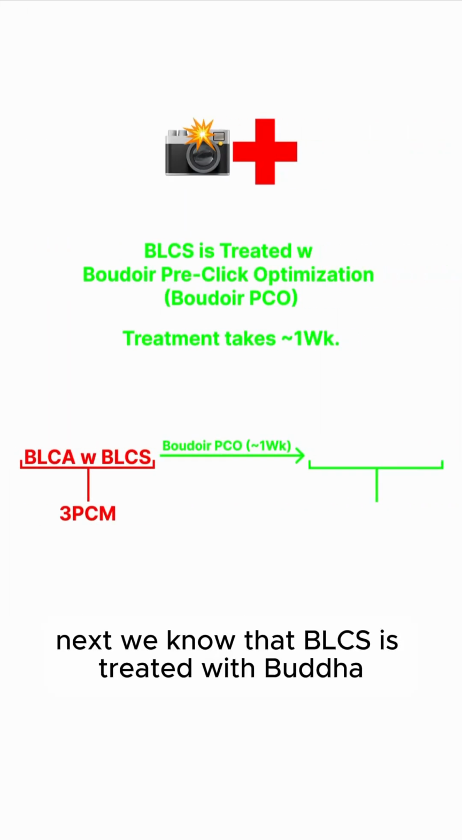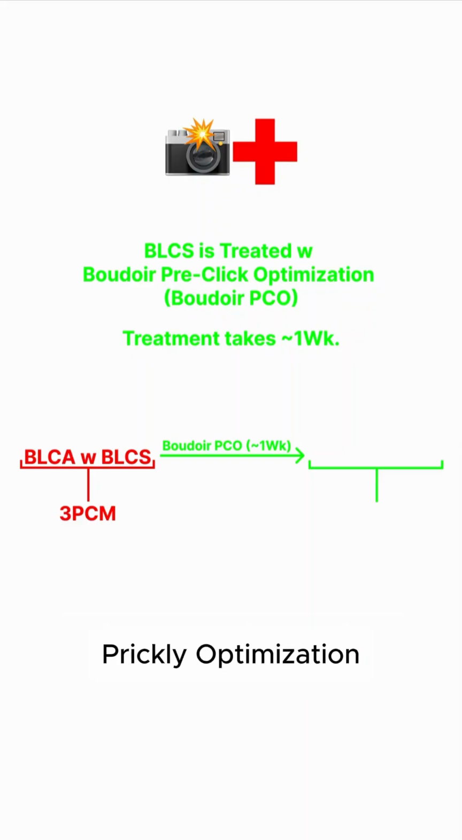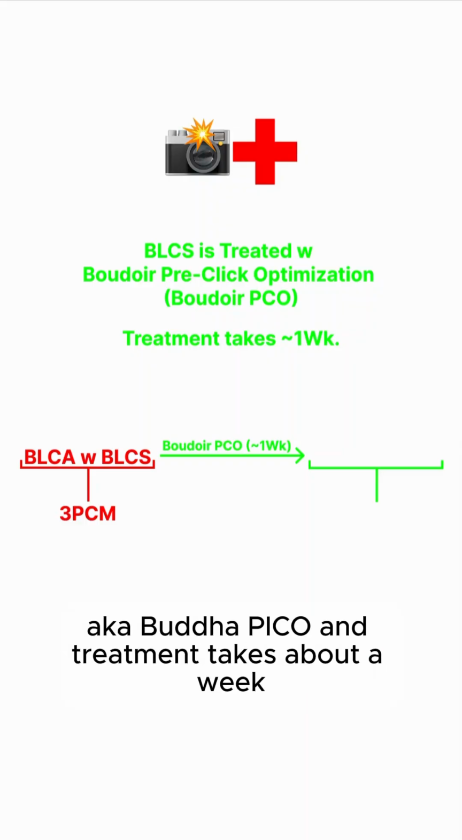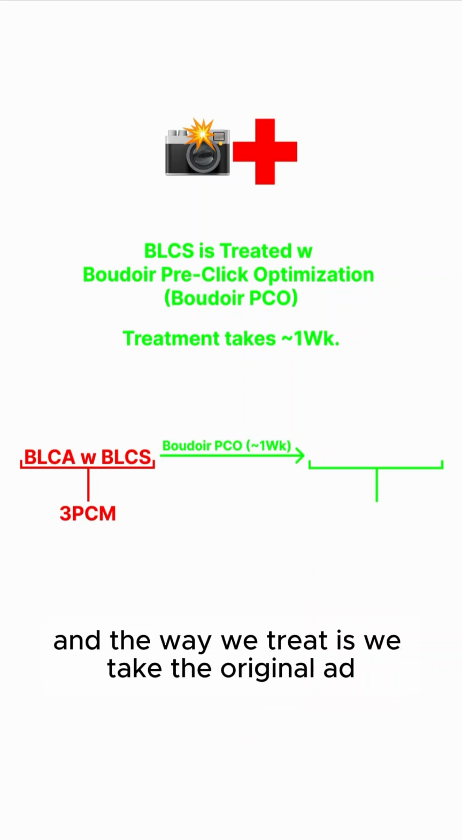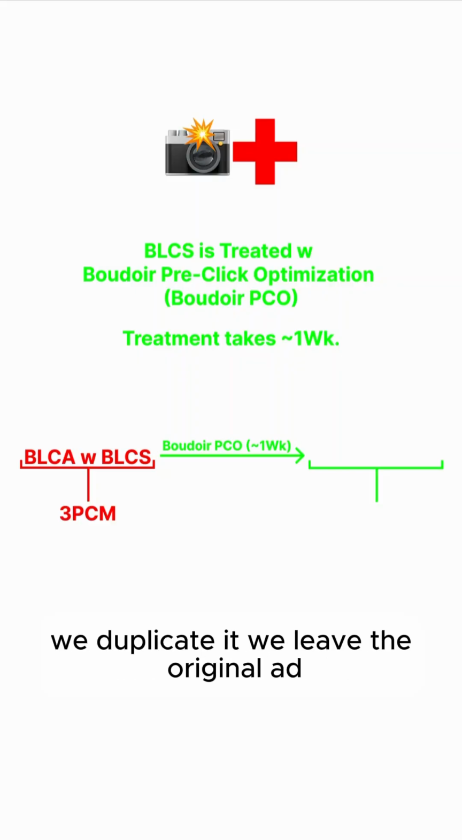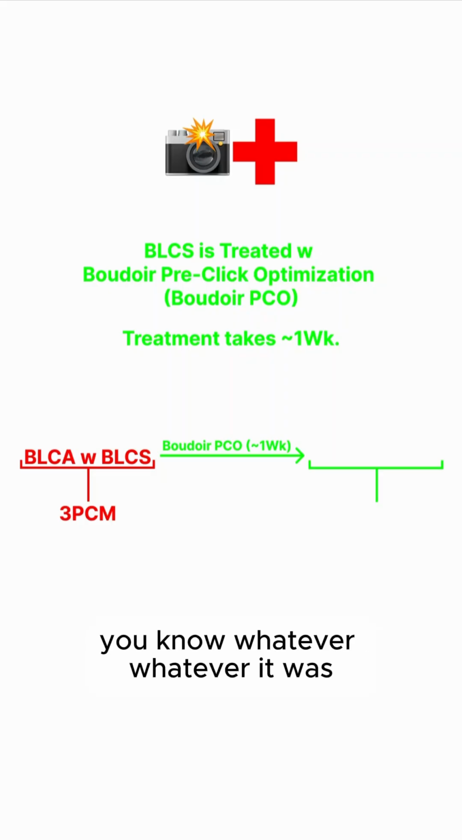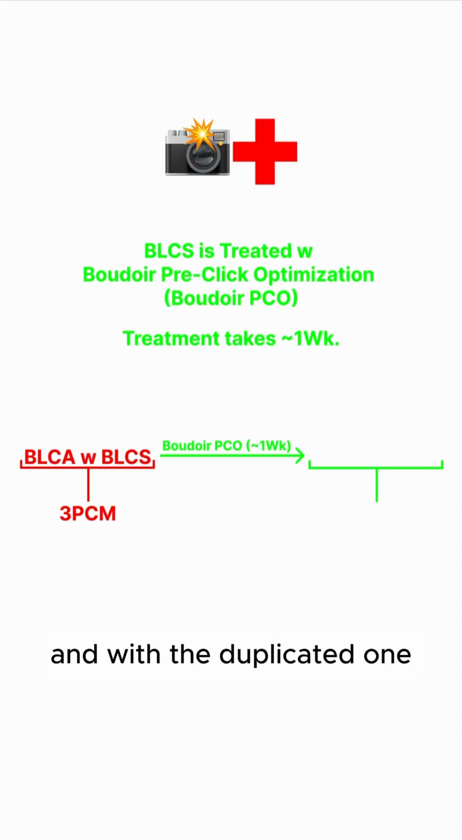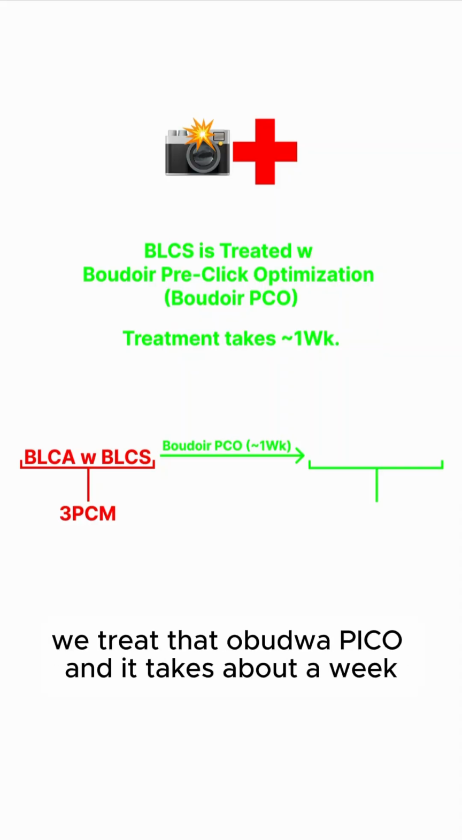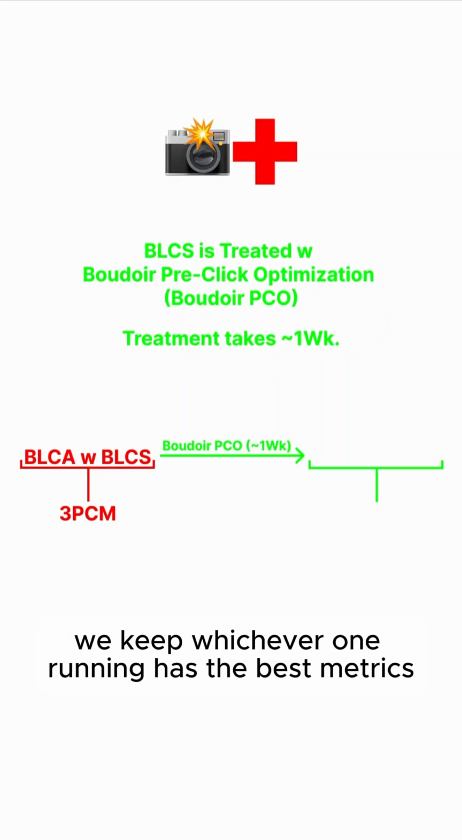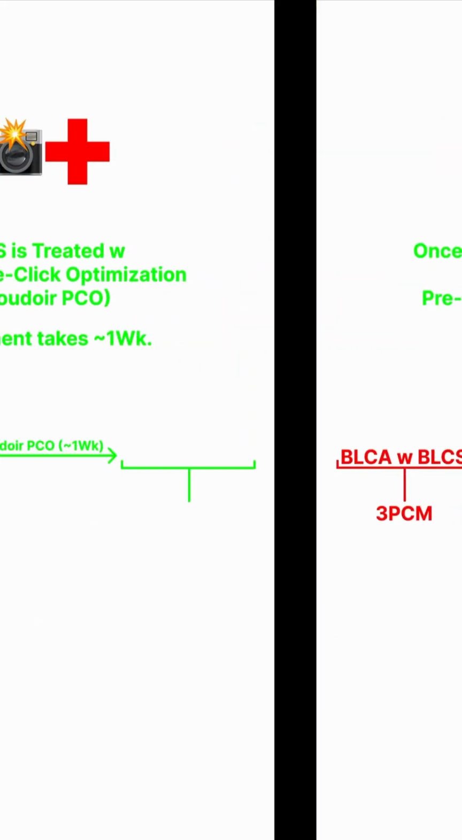Next, we know that BLCS is treated with Boudoir pre-click optimization, aka Boudoir Pico, and treatment takes about a week. And the way we treat is we take the original ad, we duplicate it, we leave the original ad either on or off, whatever it was. And with the duplicated one, we treat that with Boudoir Pico, and it takes about a week. And then at the end, we keep whichever one running has the best metrics.